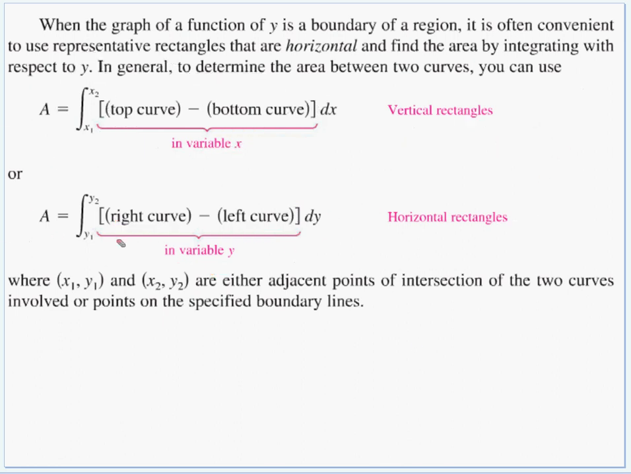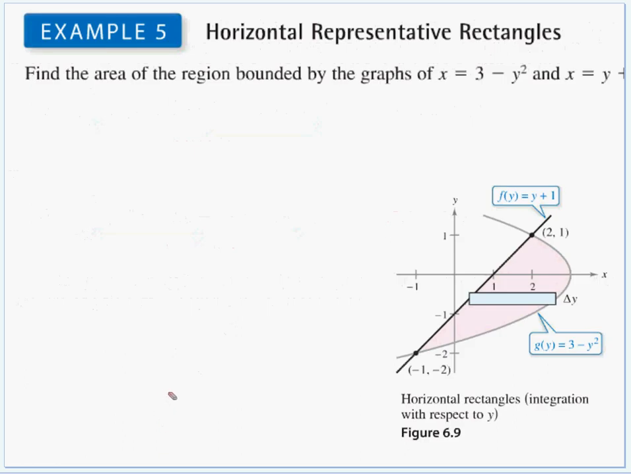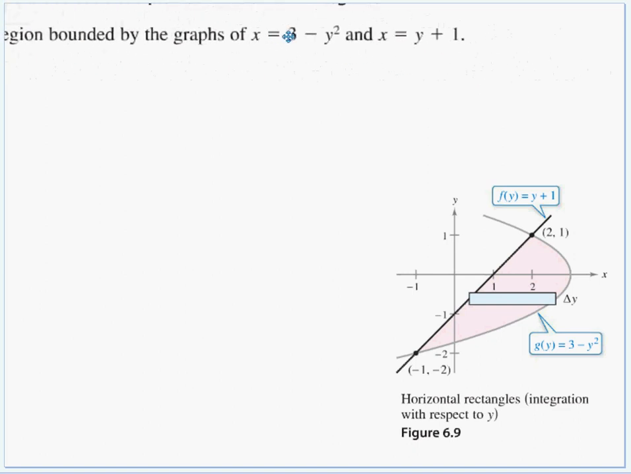So again, it's always good to draw or at least mentally think about that representative rectangle to figure out what variable you should be using. And here we go. Find the area of the region bounded by these functions. X equals 3 minus y squared, and we have x equals y plus 1.